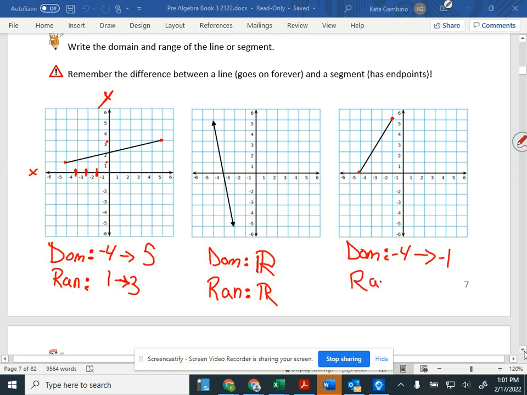What would my range be? Gavin? Remember, the range is the y going up and down. So what number does our segment start at? 0. And I draw the arrow because it goes all the way to what number? Following that y-axis, we're starting at 0 and we're going all the way up to what number? 5.